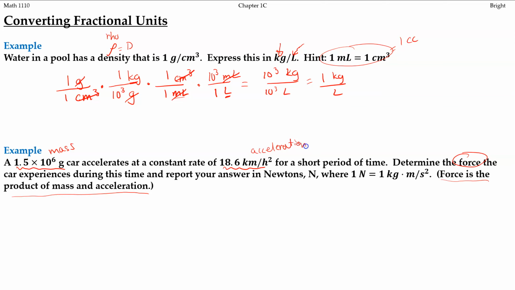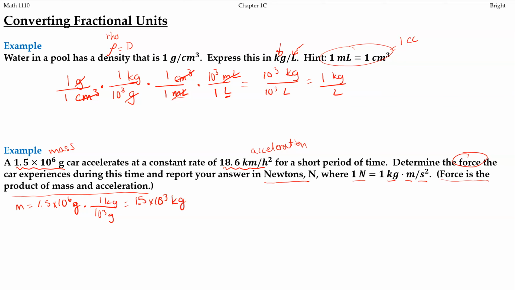Now I have to take a close look at this. I need to report force in this Newton's unit, and it says that 1 Newton has these units: kilograms, meters, and seconds squared. So I need to go ahead and convert as needed. I need to convert the mass from grams to kilograms. Mass is 1.5 times 10 to the 6th grams, and if I change that into kilograms, here we go, 10 to the third grams per 1 kilogram. All right, 1.5 times 10 to the third kilograms.